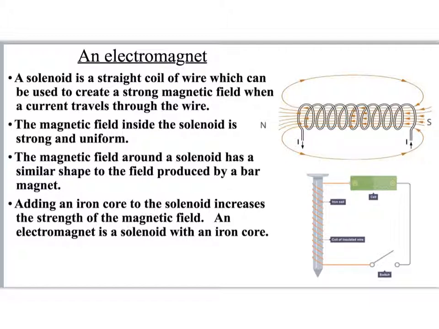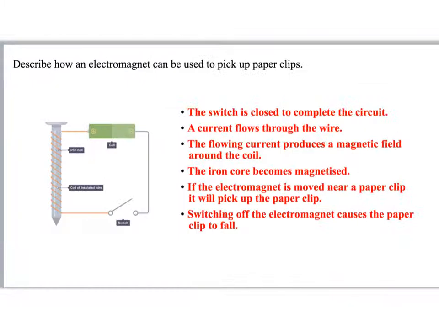Now if we were to add an iron core, so basically put a piece of iron inside the solenoid and wrap the solenoid around the iron core, we basically create an electromagnet, because the magnetic field that is generated by the current goes into the iron core, and the iron core becomes magnetised, and therefore that enhances the magnetic field. So we've got an electromagnet. We can then use that in order to pick things up like paper clips.